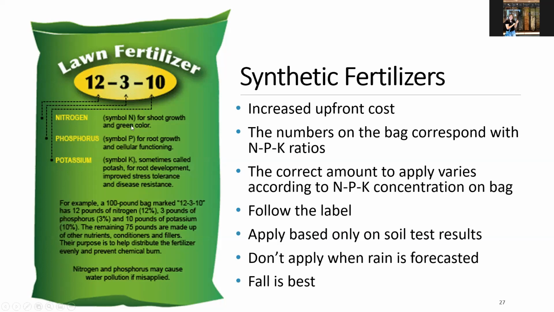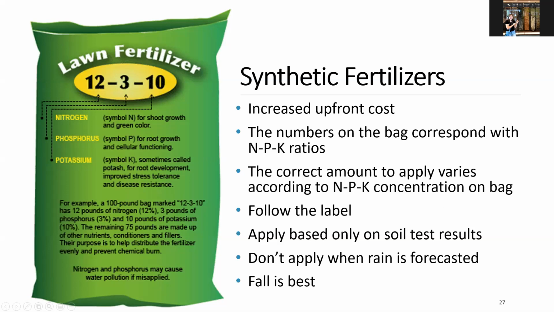So, this example shows us that if it's a 100-pound bag, there's going to be 12 pounds of nitrogen, 3 pounds of phosphorus, and 10 pounds of potassium. The remaining 75 pounds, like they mentioned here, are just other nutrients, maybe some fillers, things that help distribute the fertilizer. And so it's important that you're following the label when it comes to application to help reduce runoff and to make sure that you're applying it appropriately.